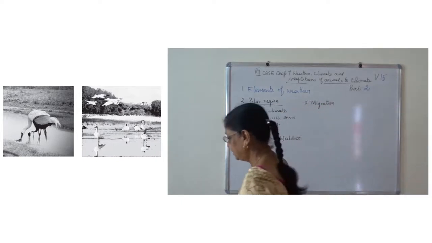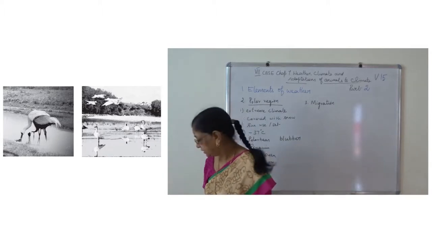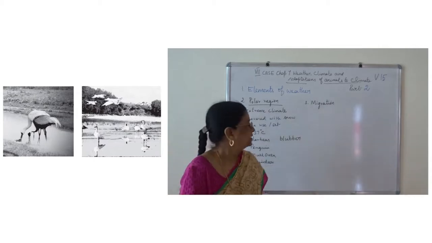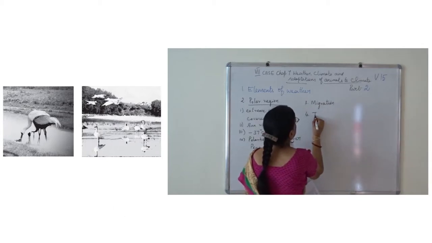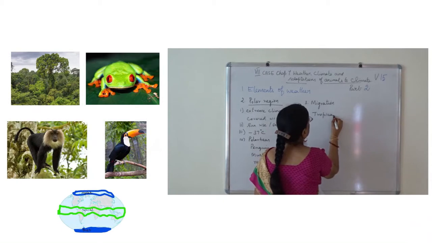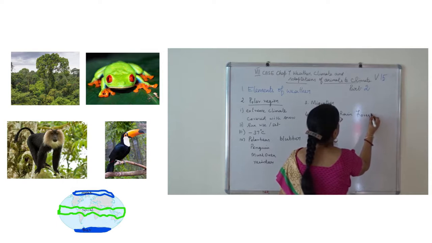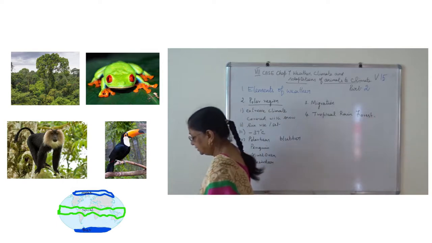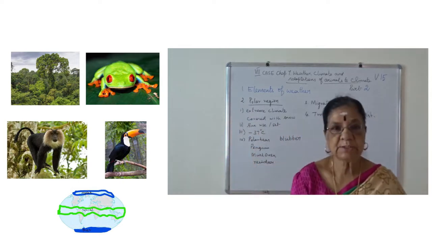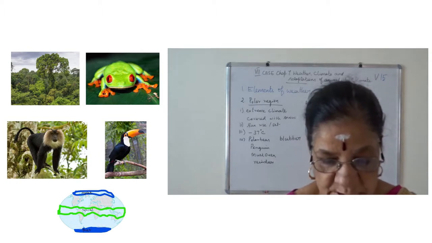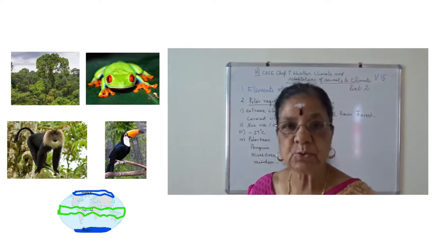Okay, the next one is hot and wet climate. We talk about the climate in the fourth one, the tropical rainforest. Now in this tropical rainforest, what are the adaptations? It generally has a hot climate. Tropical rainforest usually has a hot climate because of its location around the equator.